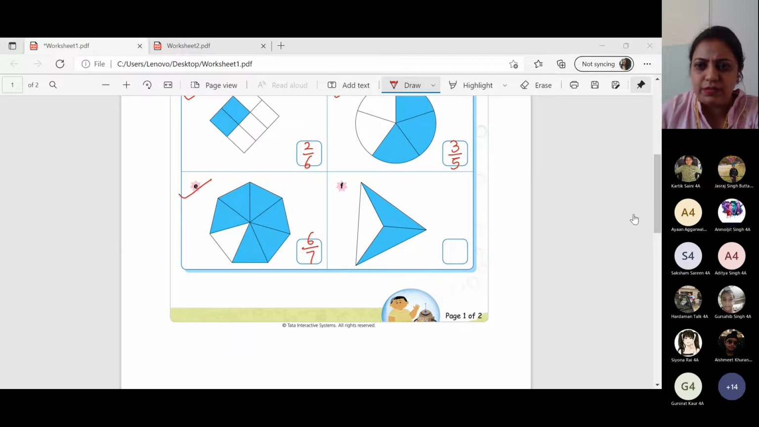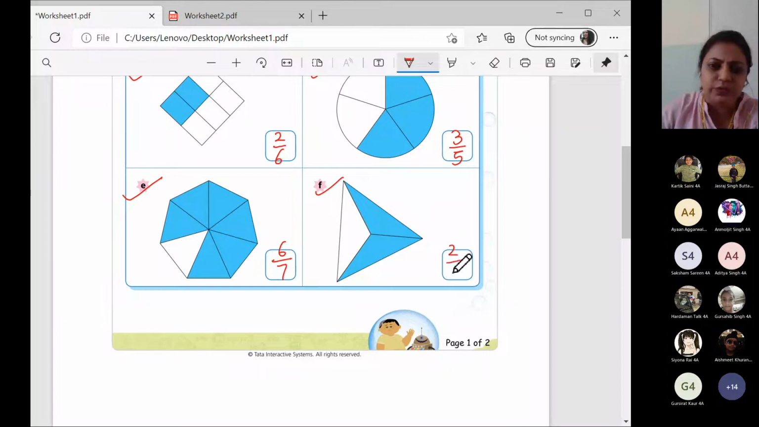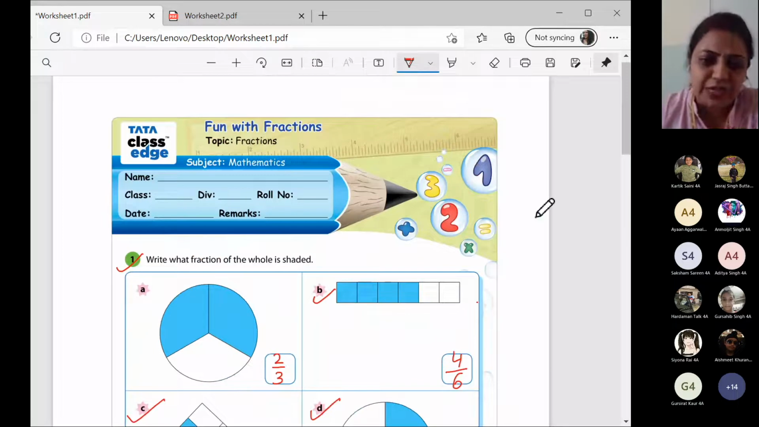Now Sayam will answer. Yes, Sayam. The last one. F part. Tell me, fraction for shaded parts. Ma'am, 2/3. 2/3. Very good. So children, I hope you are clear with the concept of fractions and numerator and denominator. Now we'll discuss about different types of fractions.